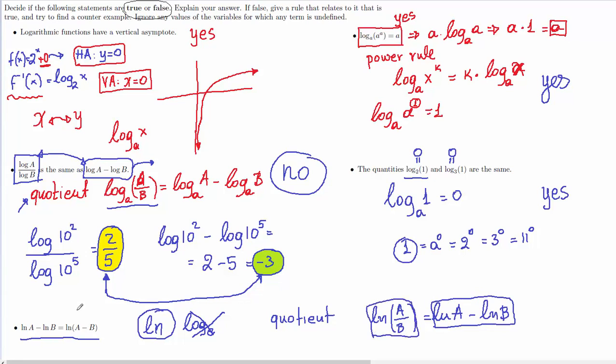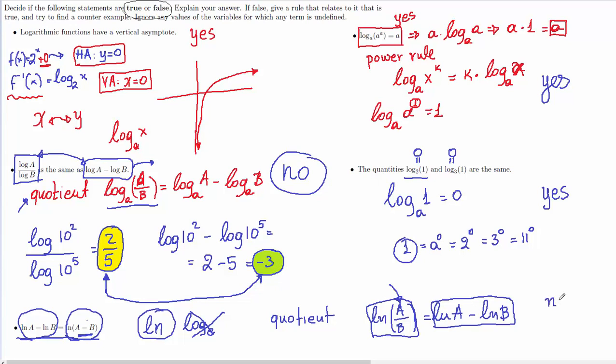Now look at what you have right here. You have ln of A minus ln of B. But right here, we are asked if this is equal to ln of A minus B inside the argument. But look at this. Is this the same as this? No, it's not. So the answer for that is no.